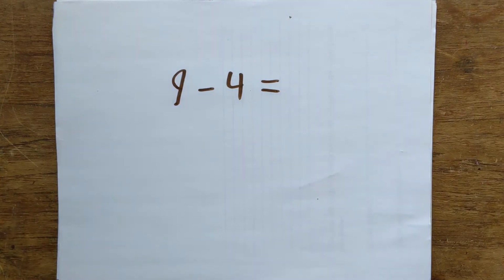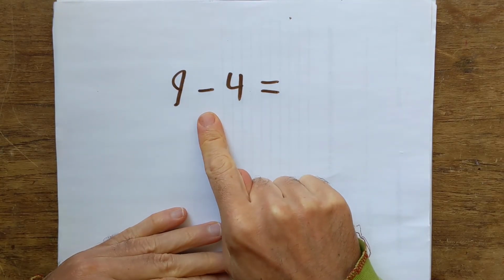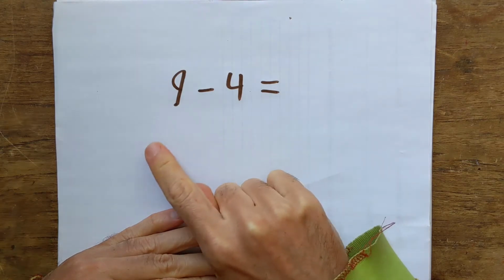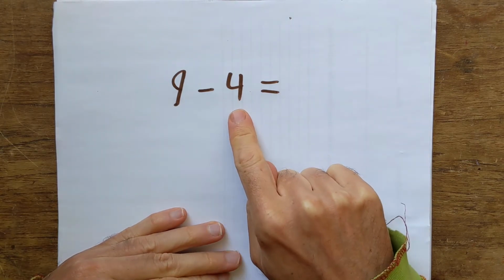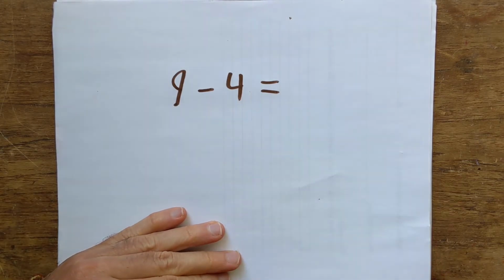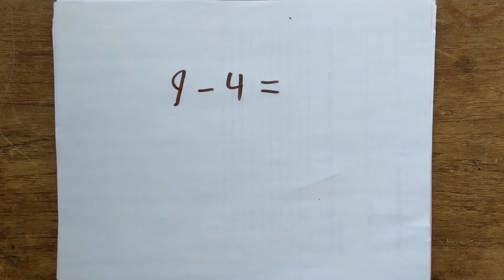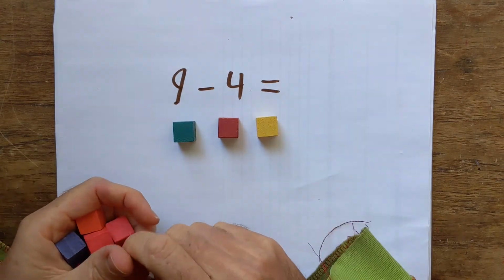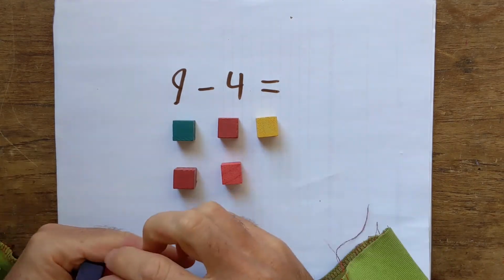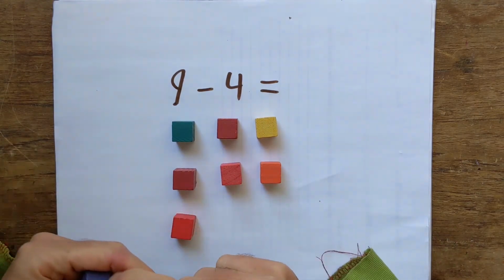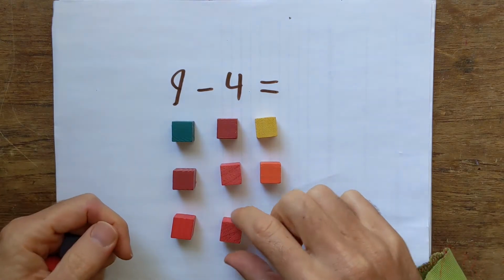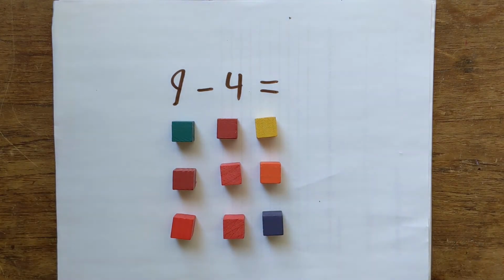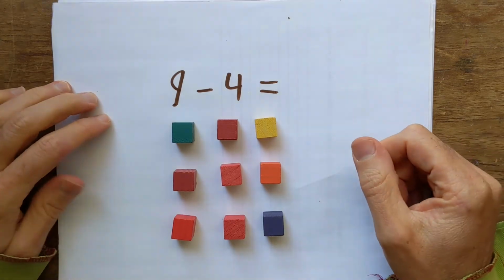This question is 9 minus 4 equals, or 9 subtract 4 equals. Equals is what we're trying to find out. So let's start with 9. 1, 2, 3, 4, 5, 6, 7, 8, 9. I put them in a square pattern because I knew that 9 would make a square.